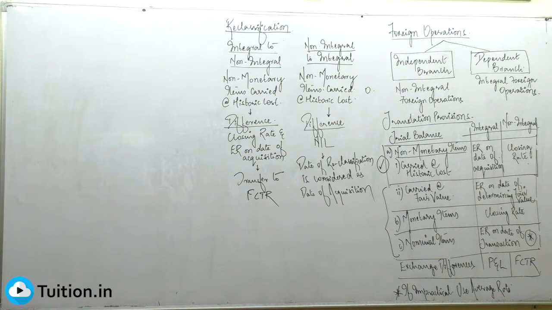Break that right down. FCTR will be transferred to P&L only on date of disposal. On the date of disposal of foreign operation. Only on disposal of foreign operation. Yes, guys? So that is my translation provisions. So how do you translate a foreign operation into your home currency?